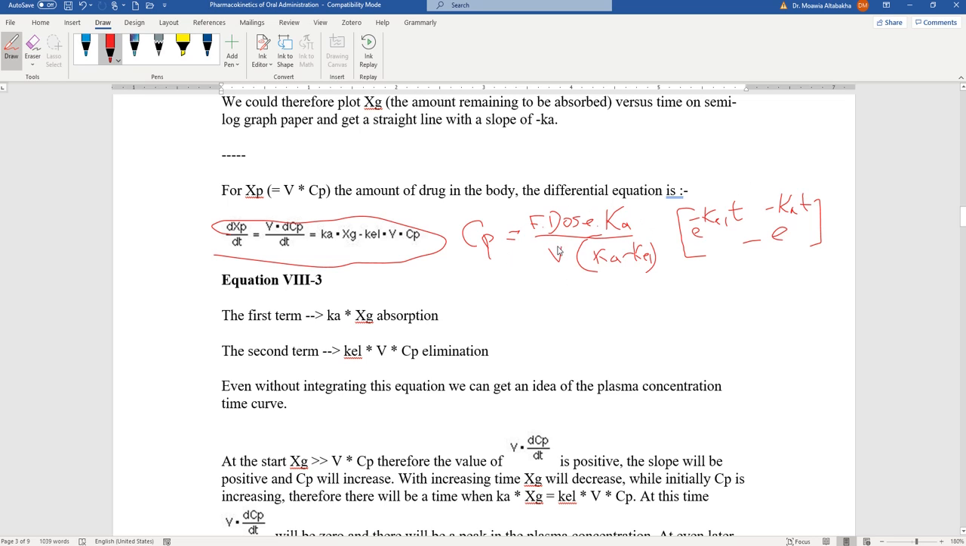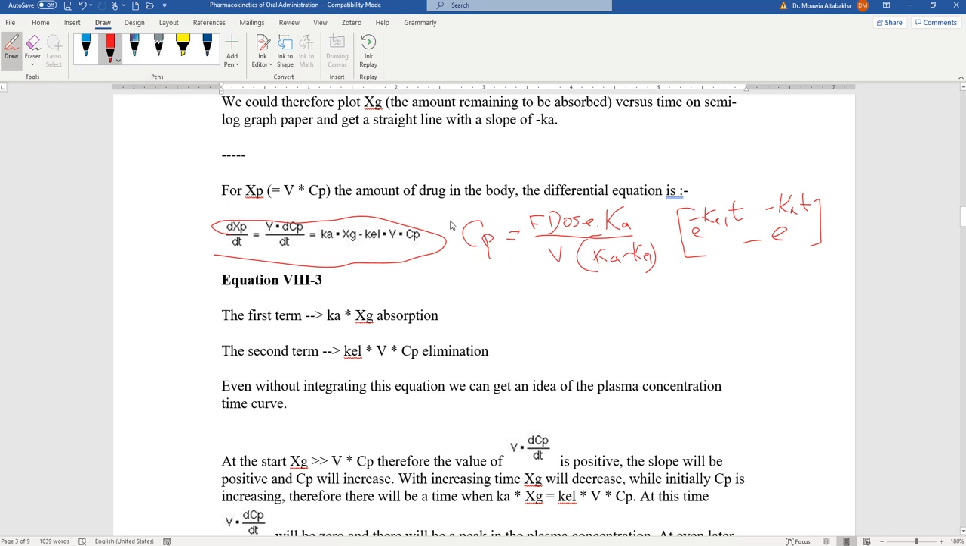What you have here, let's look at it. You have F times the dose times KA over V times KA minus KL. This is constant. Okay, multiplied by the difference between two exponents. That's why, because we have two exponents here, we call this equation a bi-exponential equation. What are we saying about this equation? Bi-exponential equation.